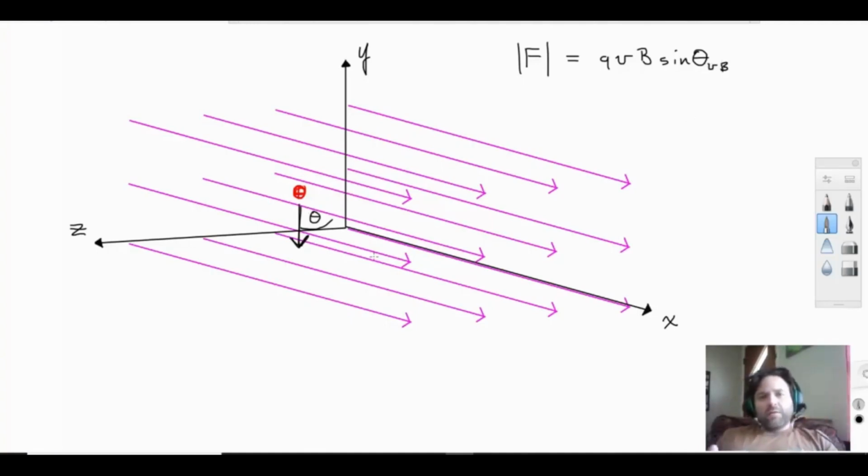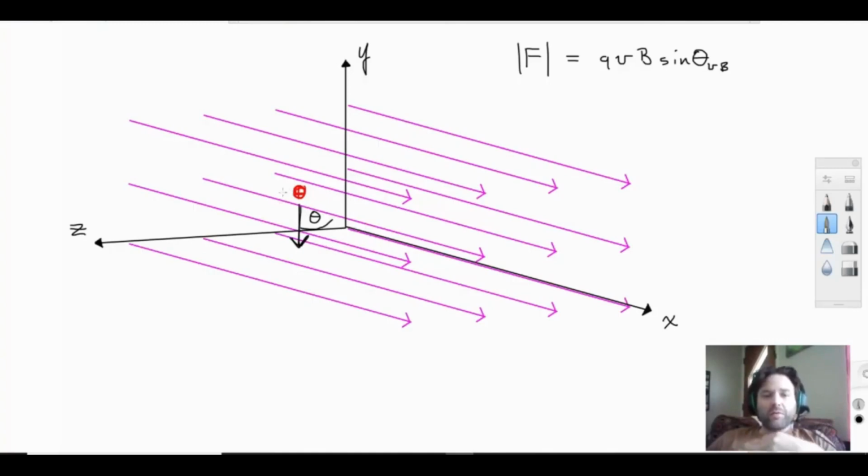So sine theta, remember, has to do with the opposite side over adjacent. Sine has to do with perpendicular things, and cosine has to do with parallel things. So if we approach 0, we say the sine of 0, we know that's 0, so that means that you would zero out the entire force, which means that if you're moving along the x-hat direction and the B field is moving along the x-hat direction as well, you're not going to experience any force.